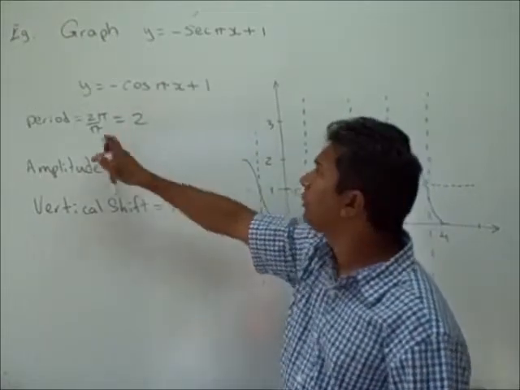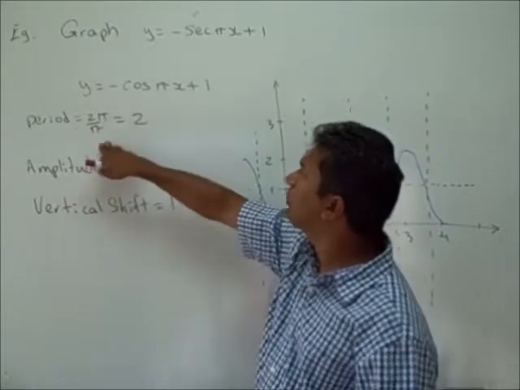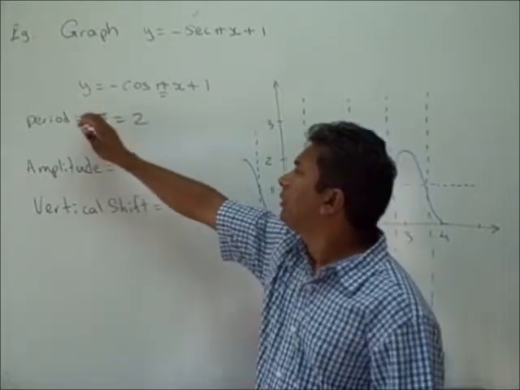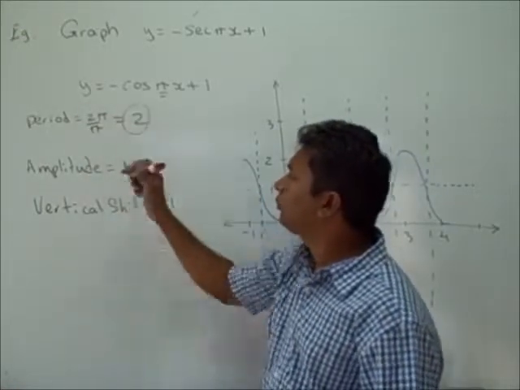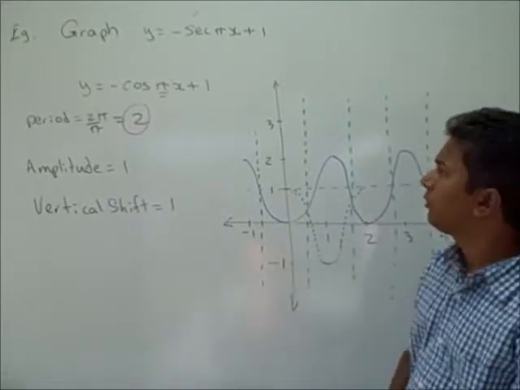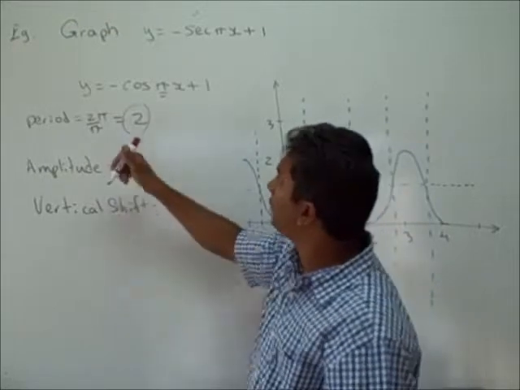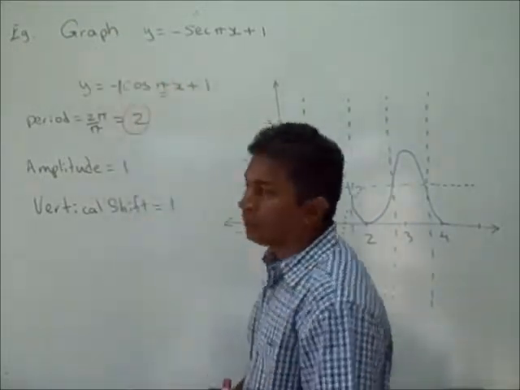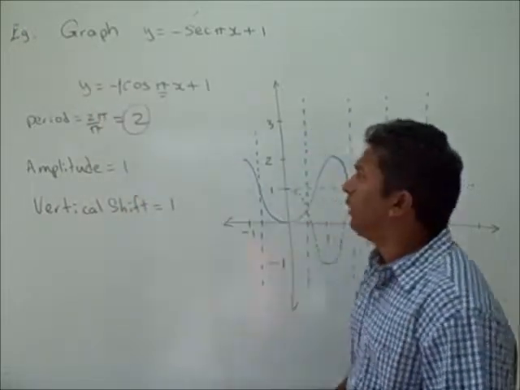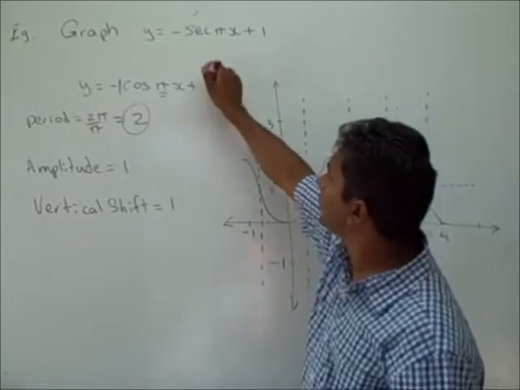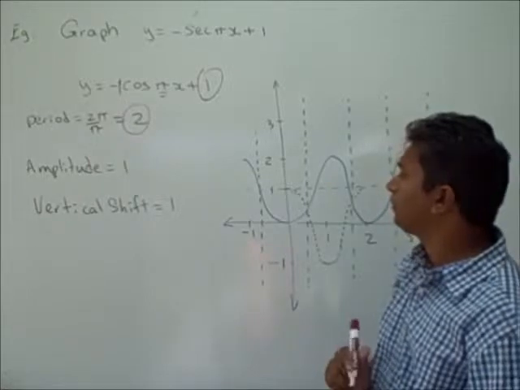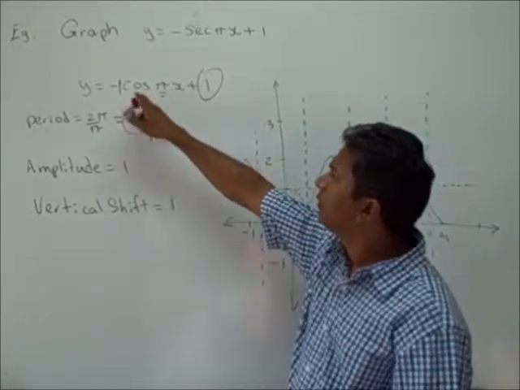We know our period for a cosine function is 2 pi over b, and here our b is pi, so it's 2 pi over pi, which gives us a period of 2. So for one complete cycle from 0 to 2, we'll have our cosine function. We know the amplitude is 1, since the coefficient here is negative 1, and the amplitude is the absolute value of a. This has a vertical shift of 1, so we know our cosine function will shift up 1. So now let's just try and sketch this.